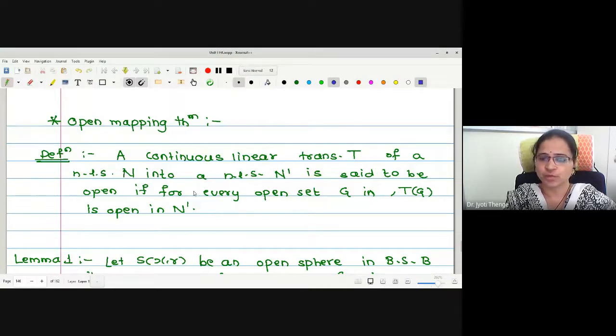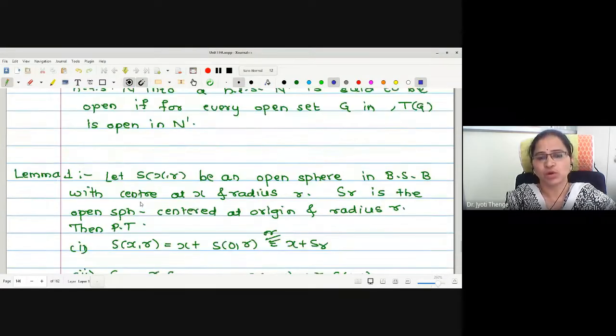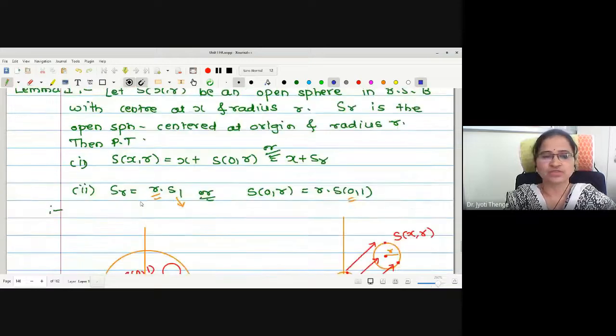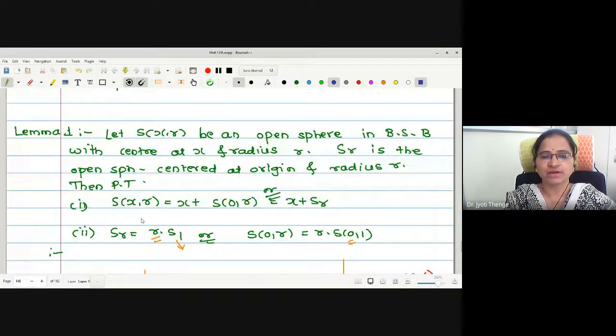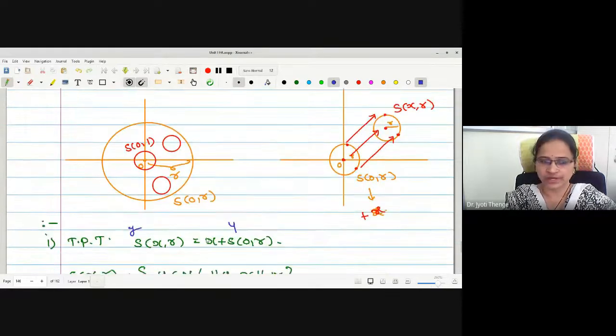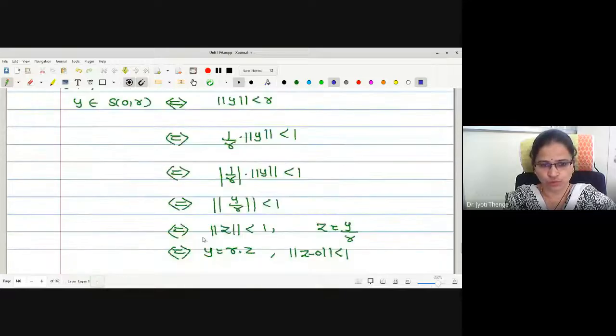The definition of an open mapping says that whenever an open set is mapped to an open set by a continuous linear transformation, the mapping is said to be open. To prove this theorem, we wanted two lemmas. The first lemma we have proved is S(X,R) is X plus S(R), and S(R) is R times S1. The geometrical interpretation I have also told you.